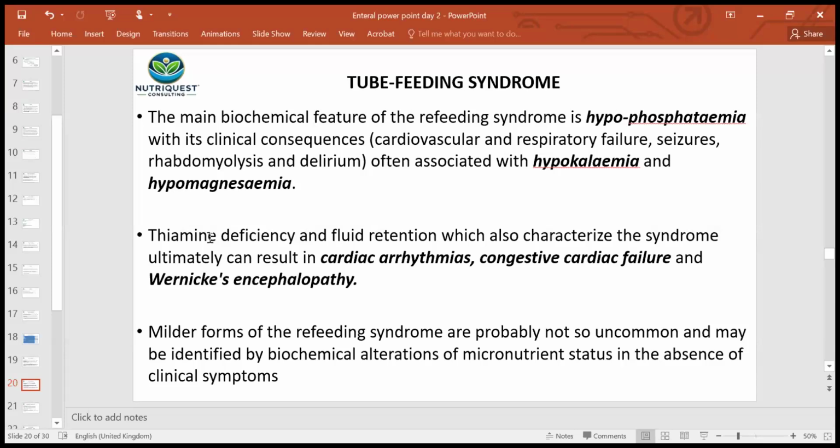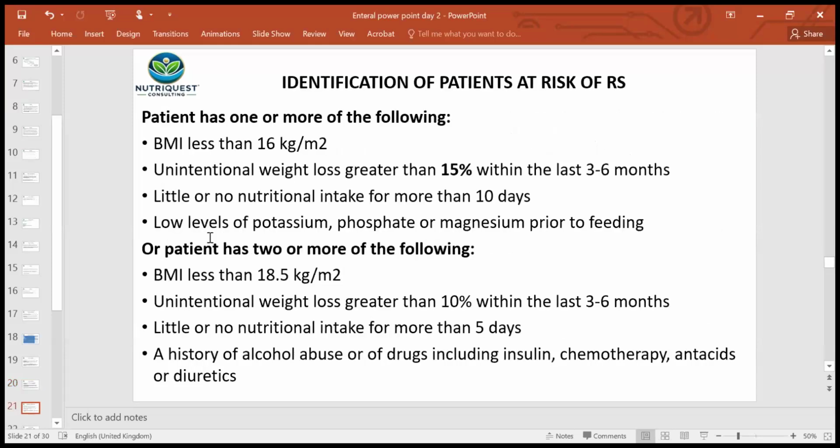Yeah, so Wernicke-Korsakoff is that. Then milder forms of refeeding syndrome are probably not so uncommon and may be identified by biochemical alterations of micronutrient status in the absence of clinical symptoms. So how do we identify patients who are at risk of refeeding syndrome?